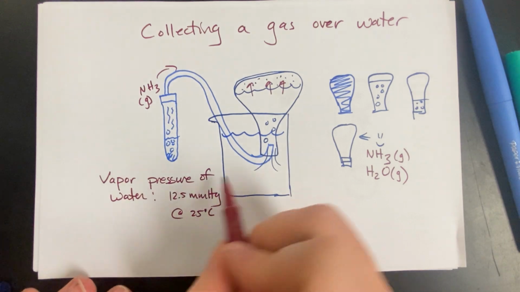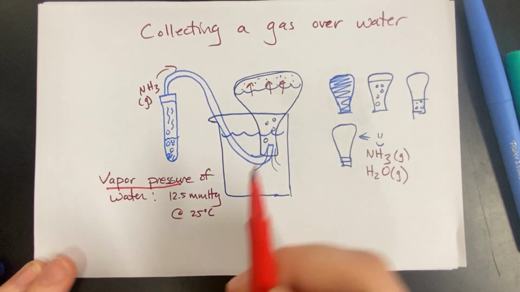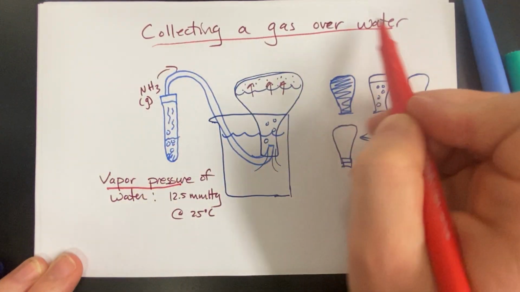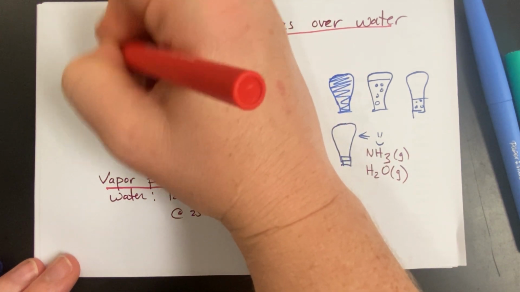But they'll give you a number: the vapor pressure of water at 25 degrees Celsius, 12.5. When you see that vapor pressure of water, or you see "collected a gas over water," if you see either one of those, that is a red flag. Okay, that's how I think about it.